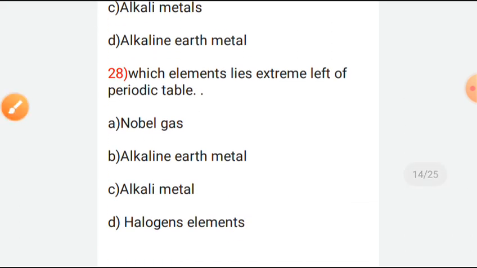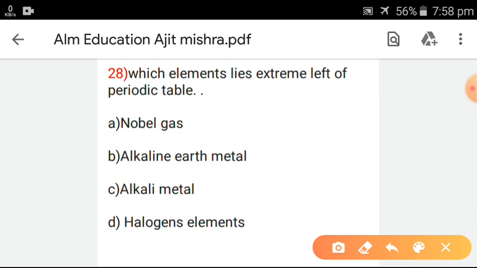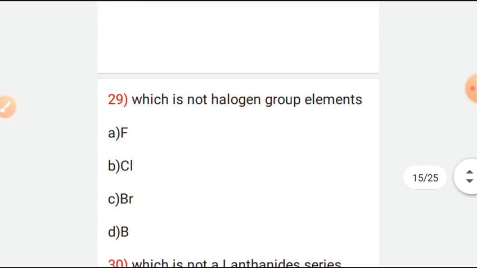Next question, which element lies at the extreme left of the periodic table? Option A, noble gas, option B, alkaline earth metal, C, alkali metal, or D, halogen element. Extreme left. In the periodic table, group 1 elements lie in the extreme left. So choose the correct answer. The answer will be alkali metal. Alkali metals lie in the extreme left of the periodic table. Next question, which is not a halogen group element?